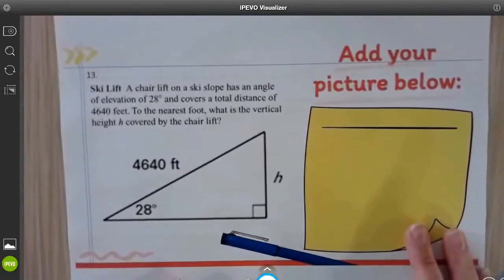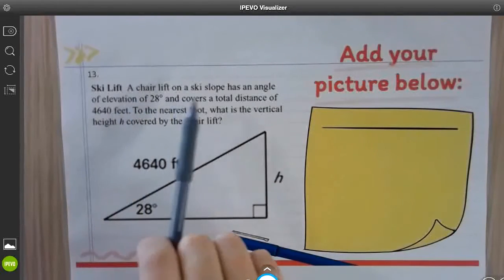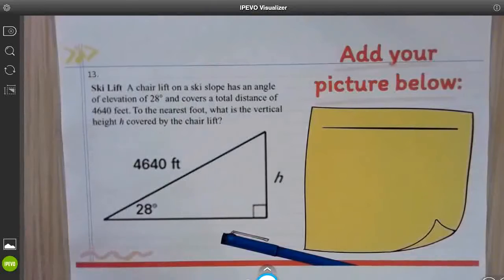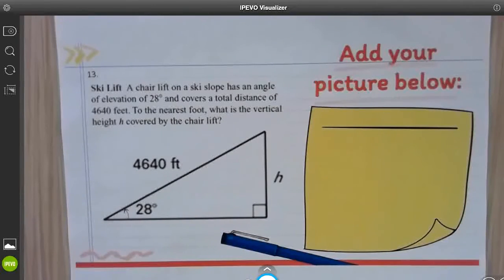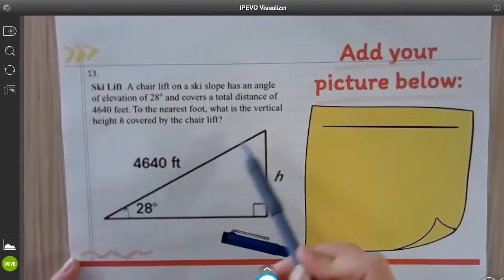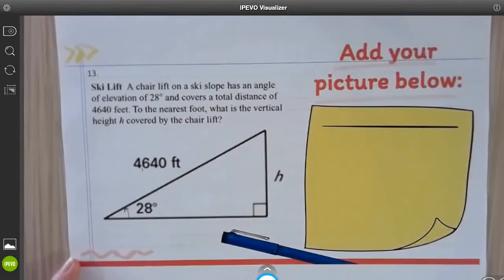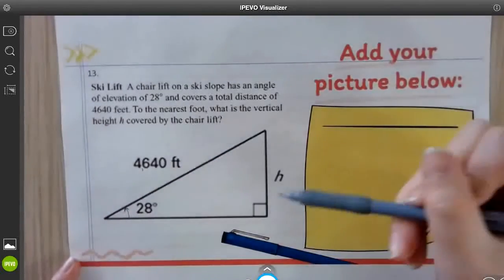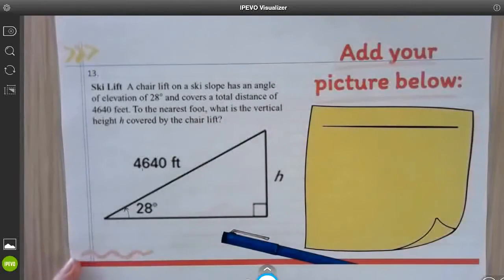Number 13 is technically a word problem, but they were nice enough to draw the picture for us. So it says that a chairlift on a ski slope has an angle of elevation, which is this angle from the ground going up, of 28 degrees. And that chairlift covers a total distance of 4,640 feet. To the nearest foot, we want to figure out what is that vertical height, like from the ground to the top, in feet covered by the chairlift.